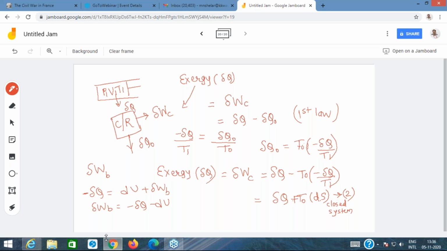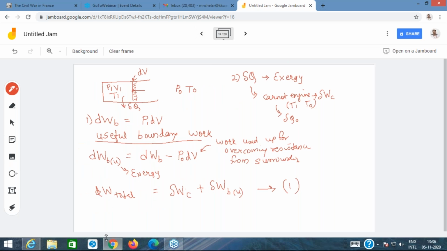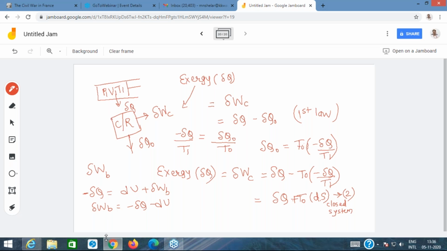But what we are interested in is not del WB, because in expression one we are talking about del WB. So what is del WB useful? Del WB useful is equal to dWB minus P naught dV. But what is dWB? We had already talked about it: del WB is equal to minus del Q minus du.